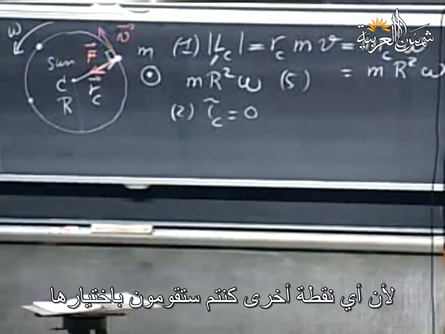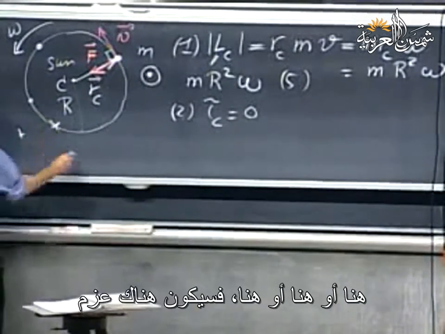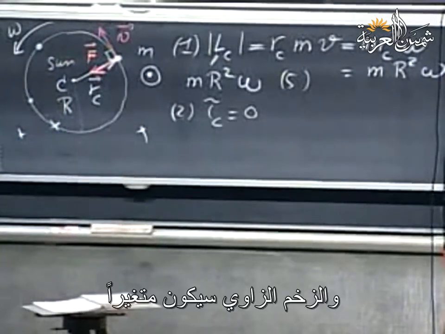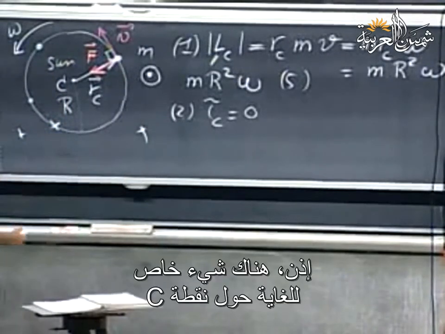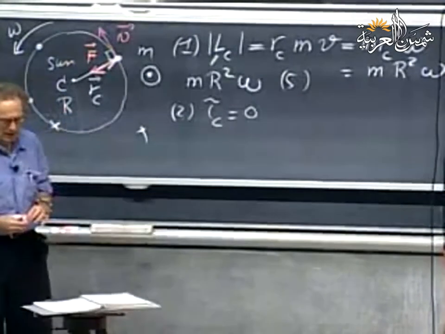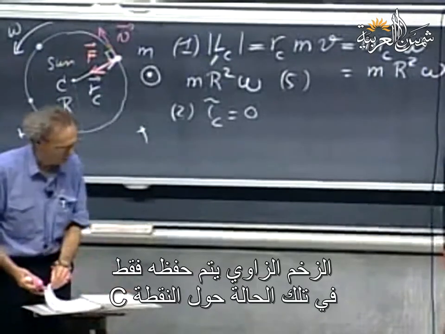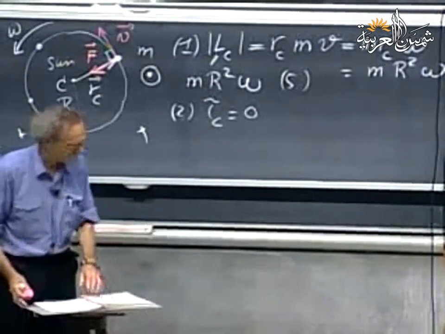So I also know that the angular momentum is not changing relative to point C, but only relative to point C, because any other point that you would have chosen, here or here or here, there would have been a torque, and the angular momentum would be changing. So there's something very special about this point C. Angular momentum is only conserved, in this case, about point C.